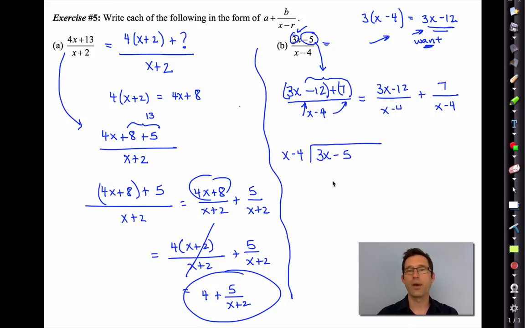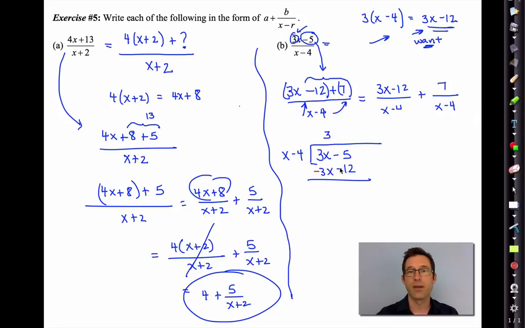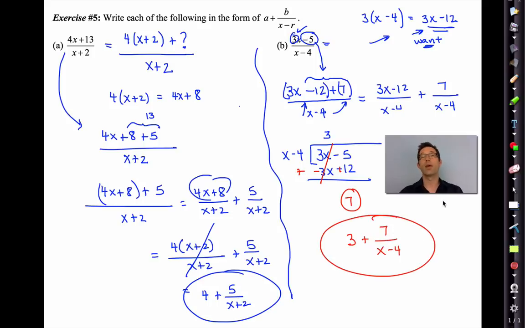And you could say, well, all right, I'll put a 3 here, right? 3 times x will be 3x minus 12. I then would have to subtract. Again, we got that whole negative thing going on, so maybe I'd do it this and this, and add. These two would cancel. I'd get 7, just 7, and that would be my remainder. So I'd get 3 plus 7 divided by x minus 4. That's a completely okay way to do it.